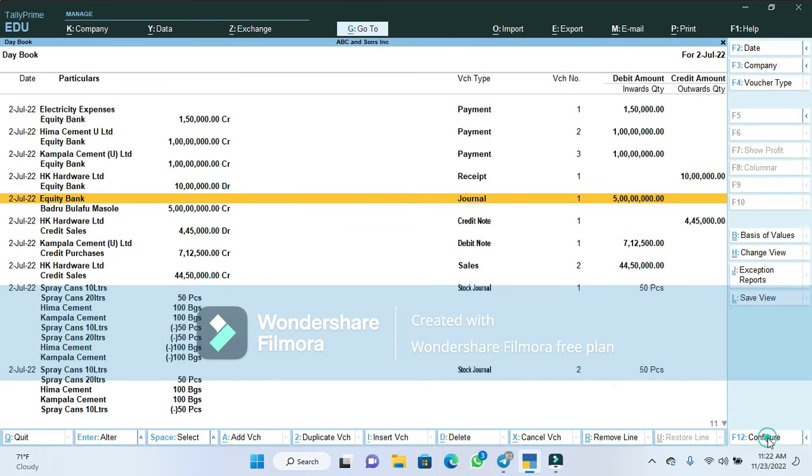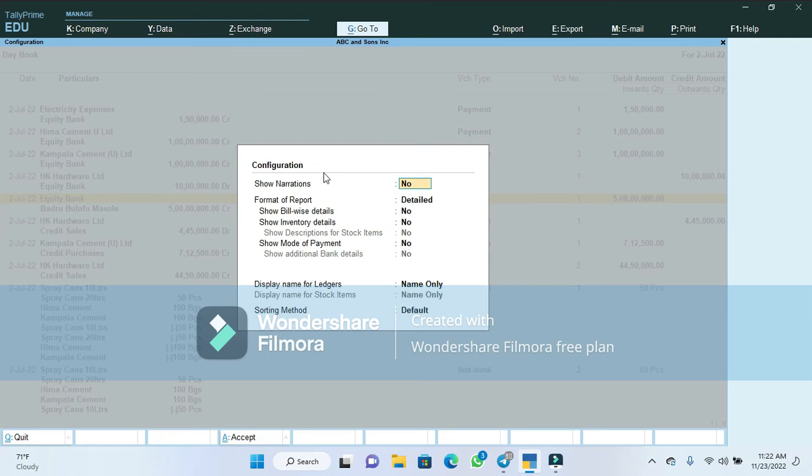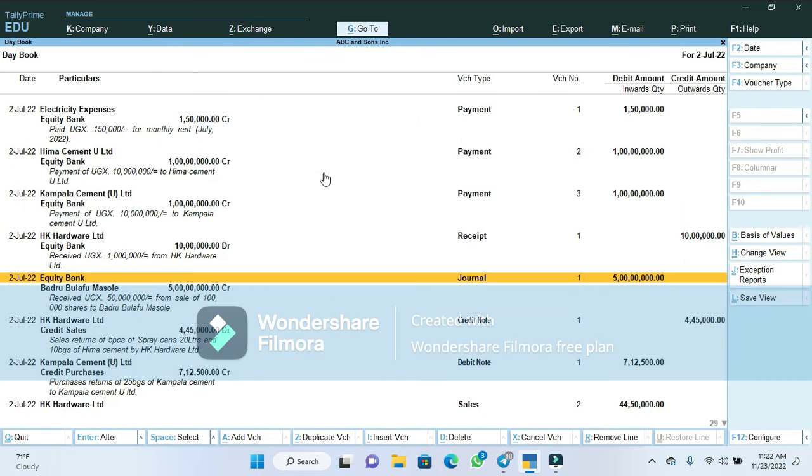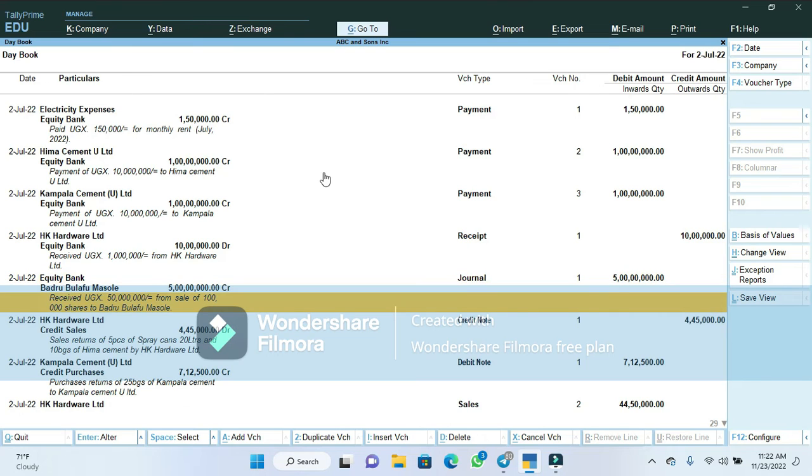Configure for the narrations. Show narrations. Type Y for yes and enter throughout. So we're going to realize that we can see here, given the auditor or financial accountant is at this stage, that this was a receipt of 50 million Ugandan shillings from the sale of 100,000 shares to Badru Masole. And we can do the math and see that the unit cost was 500 Ugandan shillings.